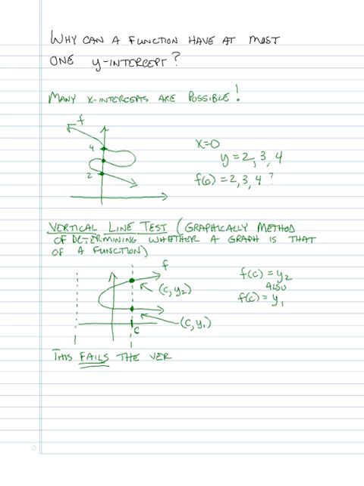Now, failing the vertical line test means a couple of things. To fail it, it means there's at least one vertical line that crosses the graph more than one time, 2 or more times. And if a graph fails the vertical line test, then it is not the graph of a function.